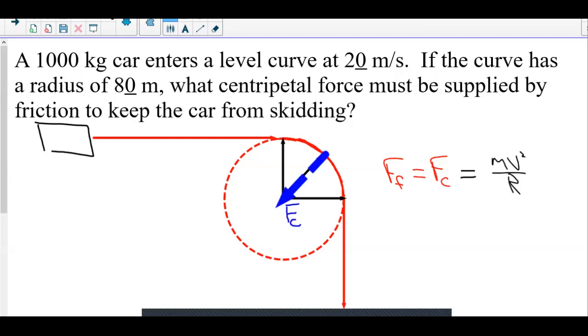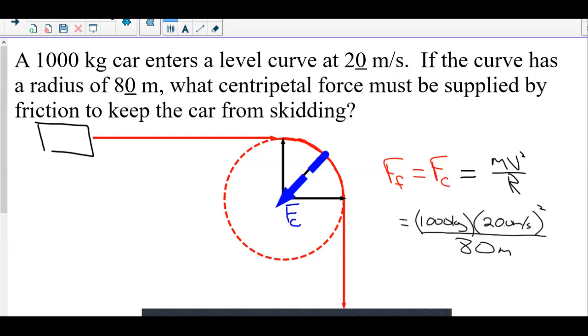So your centripetal force goes towards the center of the circle. Since we were given speed and radius, I'll just use the equation for centripetal force, mass times speed squared divided by radius. And then it just becomes a plug and play question.